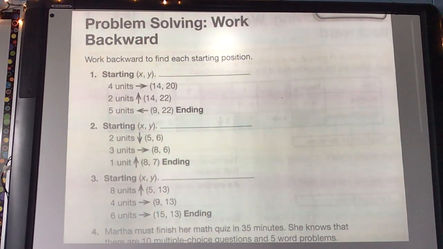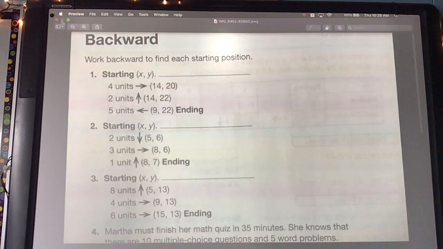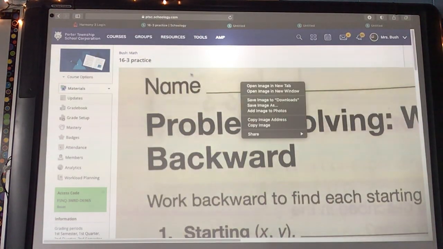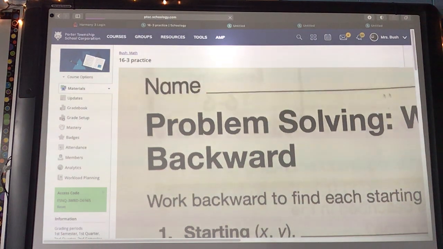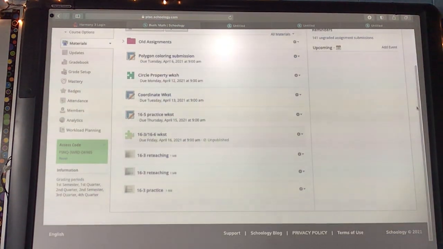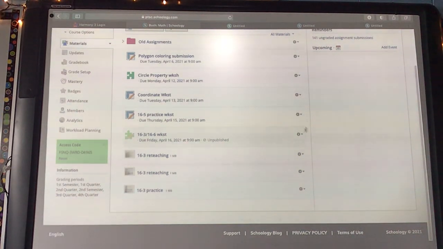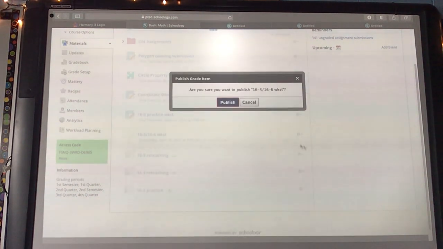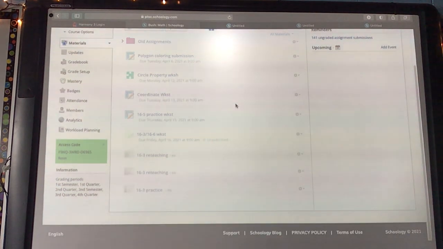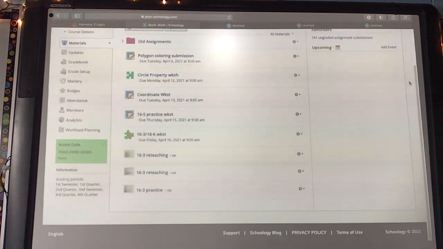Is it the 16-3? Yes, so your worksheet says 16-3, 16-6. You're going to see it in 1 second. Go ahead and refresh, and you guys have it now. Yeah, I see it. Okay? All right, go ahead and get started.